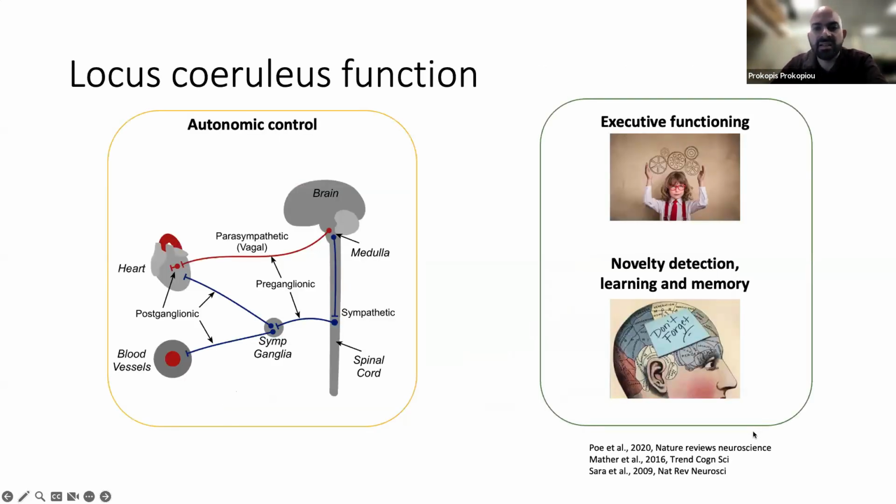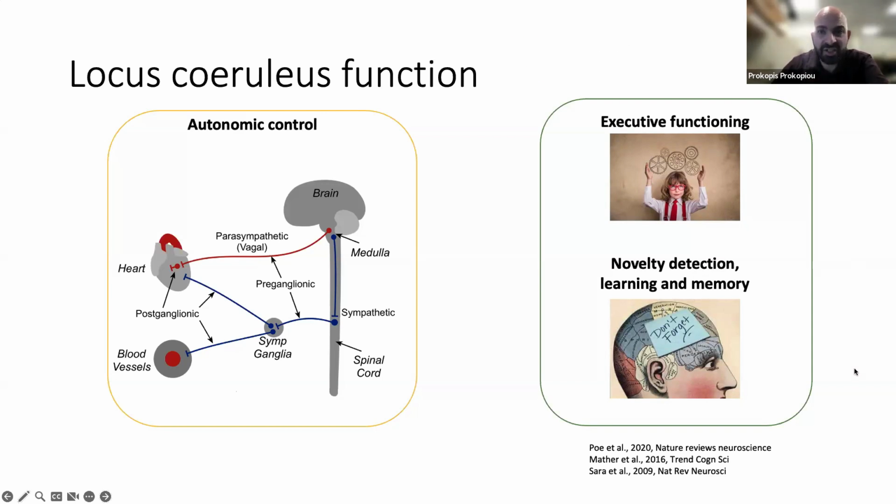Now, as the LC is the main source of norepinephrine in the brain, it is an important structure for autonomic control regulation, but it also plays an important role in norepinephrine-dependent cognitive processes, such as novelty detection, learning, and memory, but also in executive functioning.